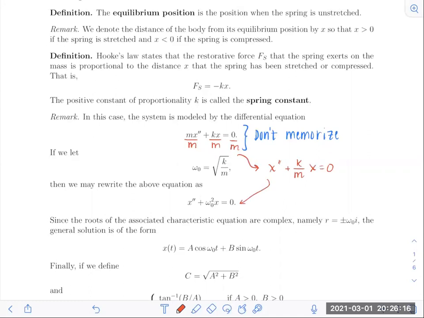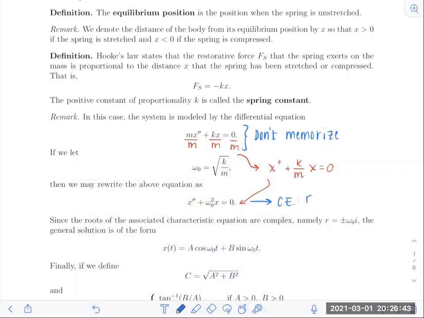All right, and so it says, since the roots of the associated characteristic equation are complex, then the general solution is of the form here. So the book just kind of states this, but I'd actually like to zero in on this statement so that we really believe it. So let's take this differential equation here, x double prime plus omega naught squared x equals 0, and let's build the associated characteristic equation. So what would that look like?